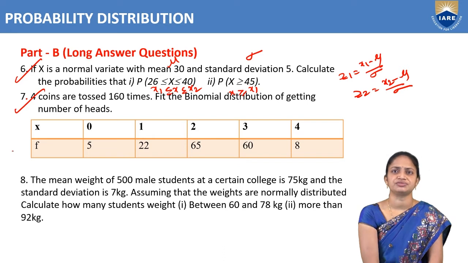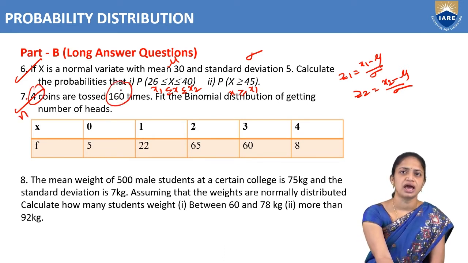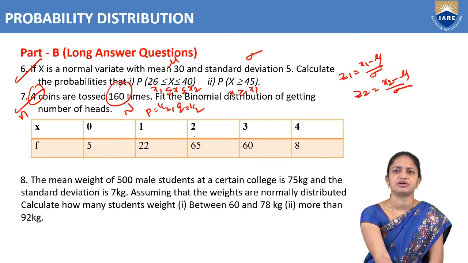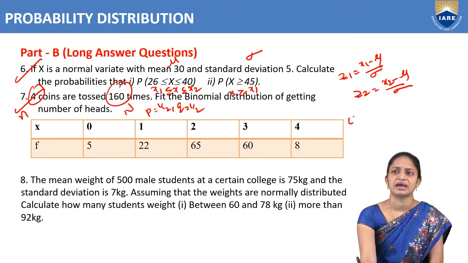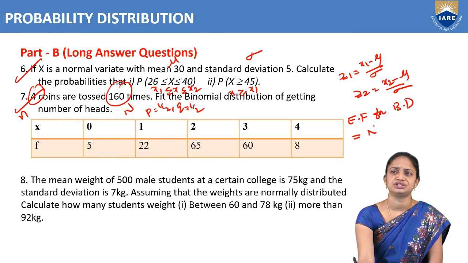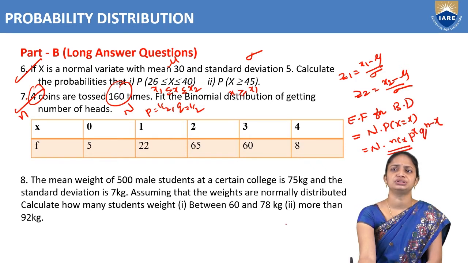So now coming to the next question, 4 coins are tossed 160 times. Here small n equal to 4 and capital N equal to 160, p equal to 1 by 2 and q equal to 1 by 2. Fit a binomial distribution for the number of heads. So here fitting of the binomial distribution is nothing but the expected frequency for binomial distribution. The expected frequency for binomial distribution is N into P of X equal to x, that is equal to N into nCx p power x q power n minus x. We have to use this formula to find the expected frequencies.